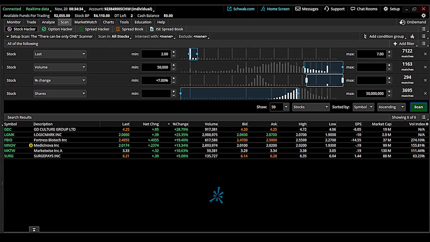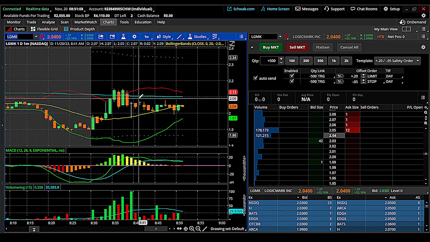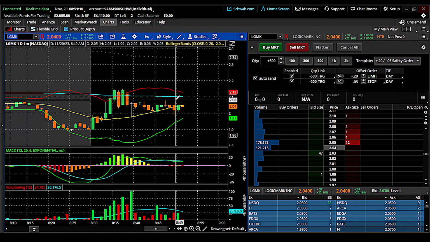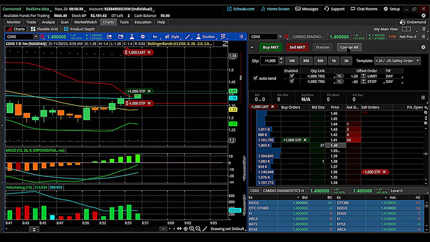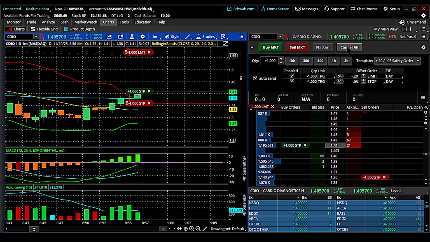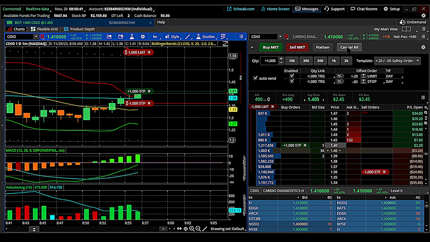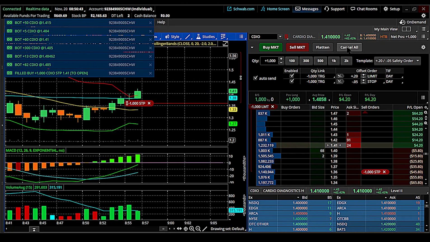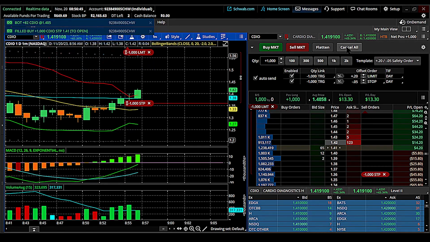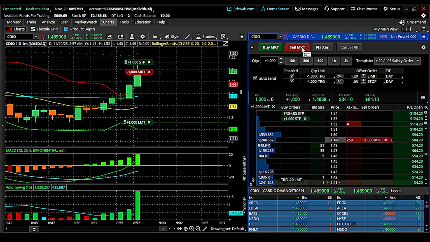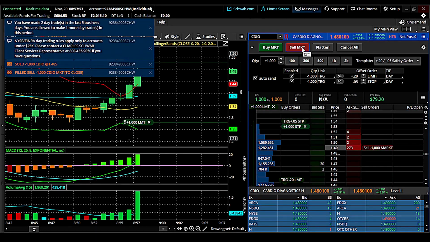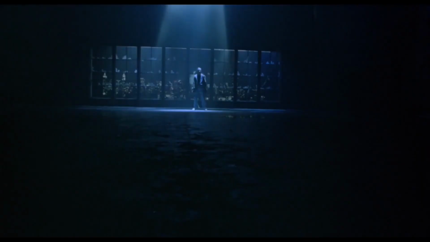LGMK, however, was looking good. It just didn't seem to have a lot of action at the moment, so I ended up passing on the opportunity altogether. It was at this moment I ended up implementing my Highlander strategy, and placing my first trade with CDIO at 1,000 shares. I ended up filling at roughly $1.40 per share and holding for almost a minute, and selling at $1.48, bringing in $79.20 of profit.